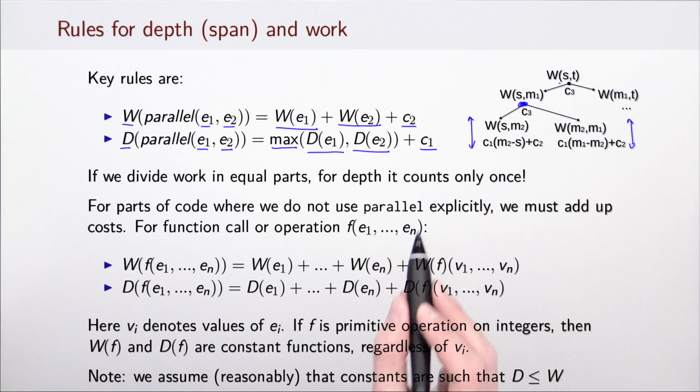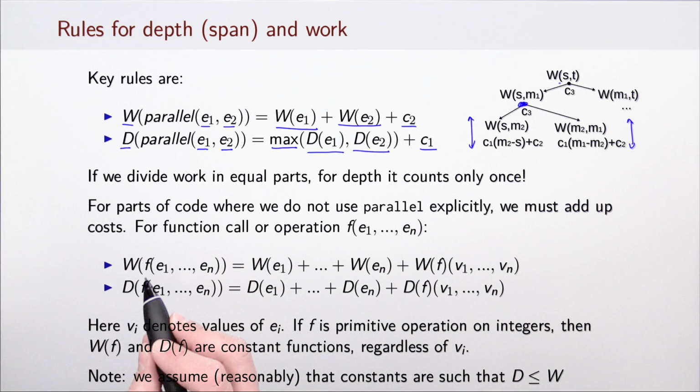For all the other parts of the code where we don't use parallel explicitly, we will assume that the computation proceeds sequentially. So in particular, if we have some operation or function call f with arguments E1 through En, what do we need to do? We need to evaluate each of the arguments and then perform the computation given by f. So for work, that just means we do work for E1 and so on, work for En. And then with the values v1 through vn obtained by evaluating E1 through En, we need to invoke function f. And the cost of that depends on what f is. If f is some primitive operation on integers, it's going to be constant. If it's some user-defined function, then we need to estimate the work for that function. And for depth, the computation is exactly the same, because we don't assume that somehow arguments are evaluated in parallel implicitly. If we want parallelism, we have to use the parallel construct or something equivalent.